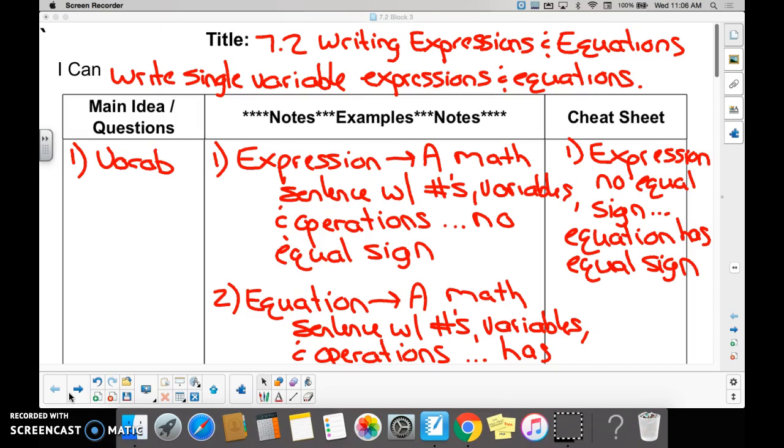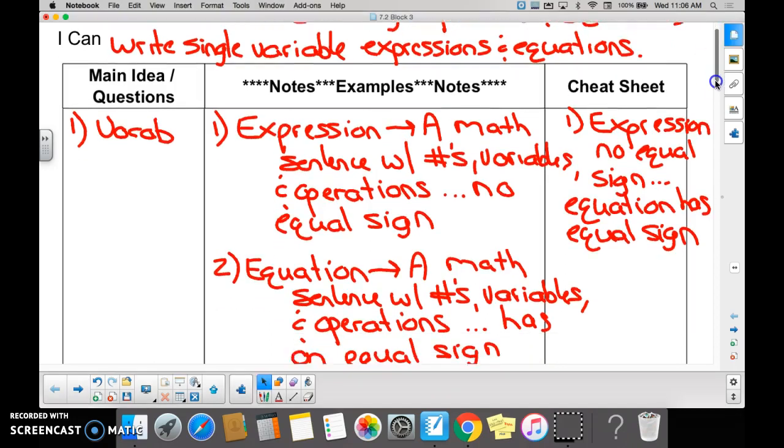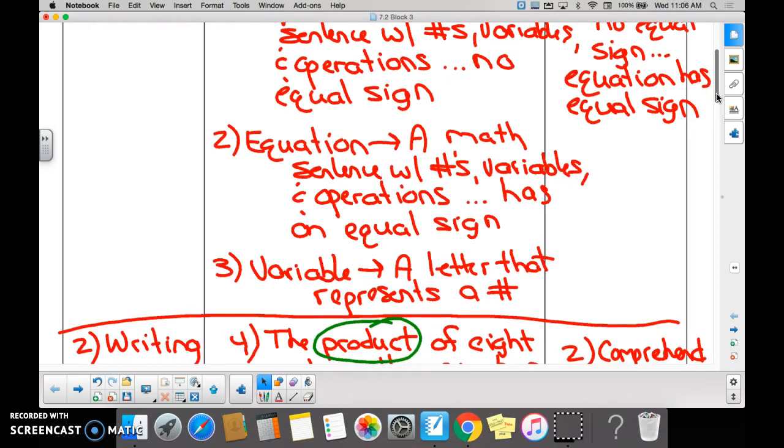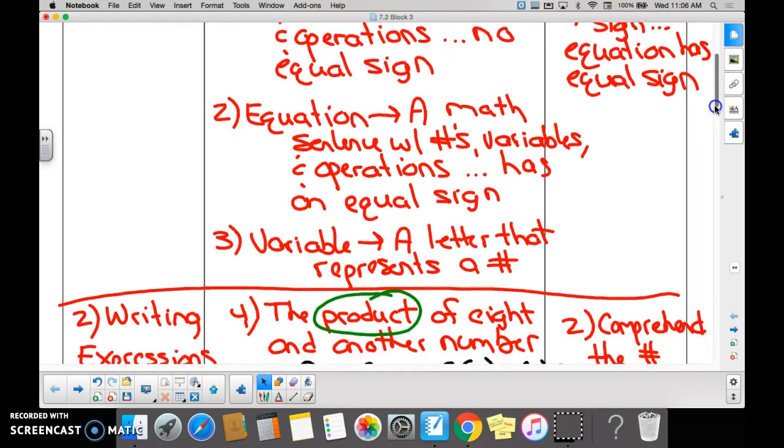The main difference between an expression and an equation is what? What is the main difference between an expression and an equation, Abhijit? An expression does not have an equal sign and an equation does. Good. Equation has an equal sign because of the word equal being the root of equation. Easy way to remember it.